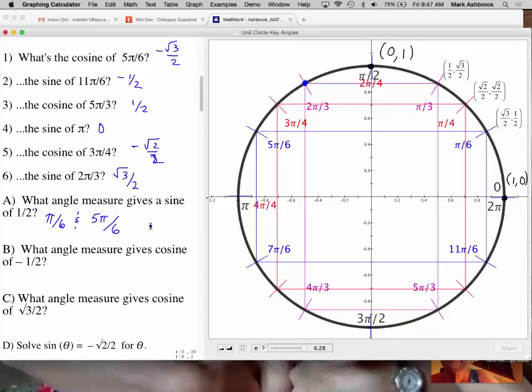And Gary, what angle measure gives a cosine of negative 1/2? Nope. So we're going to do angles from 0 to 2 pi here. So we want a cosine of negative 1/2. So am I going to go down 1/2 or over to the left 1/2, for cosine? Left. So here I am. What angles give me that cosine? There you go. 2 pi over 3 and 4 pi over 3.